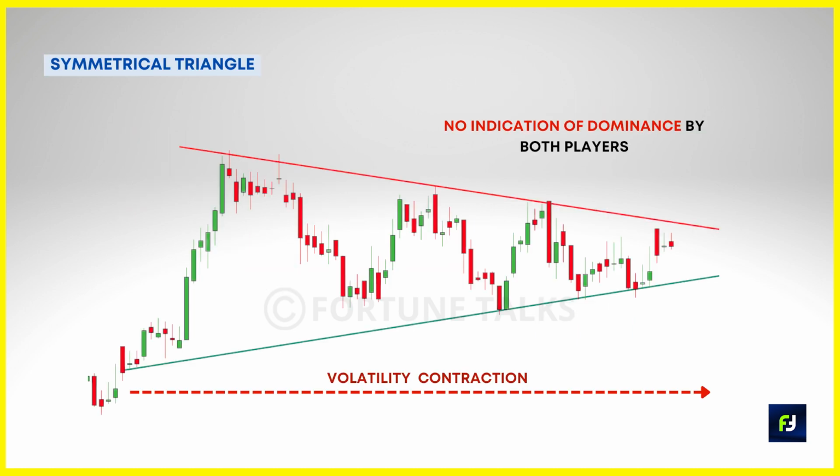Now, the working of a symmetrical triangle chart pattern is quite similar to these two triangle patterns. The symmetrical triangle is also a volatility contraction pattern, but here we are not sure who is the weak player. A contraction in volatility means that the price volatility in the market is shrinking, and it is a strong signal that the market is likely to break out soon.